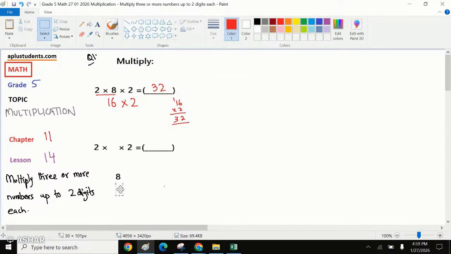But if we change the order of the numbers, if we swap the positions of 8 and 2, would it have the same answer? It should, right? Because in multiplication, the order of multiplication does not matter. If we put down an 8 over here, we can say 8 multiplied by 4. Let's see, 8 multiplied by 4 is 32.